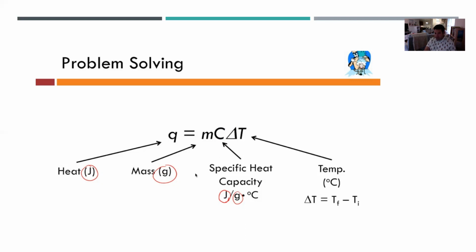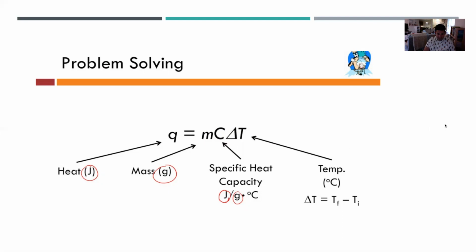So what happens is when you multiply the grams times the joules per gram times degrees Celsius times the degrees Celsius, the grams cancel out because they're on top and on the bottom in the specific heat capacity. And the degrees Celsius cancel out because they're on top in delta T, but on the bottom in the specific heat capacity. So when grams and degrees Celsius cancel, we get the left side of the equation in joules equals the right side of the equation in joules.